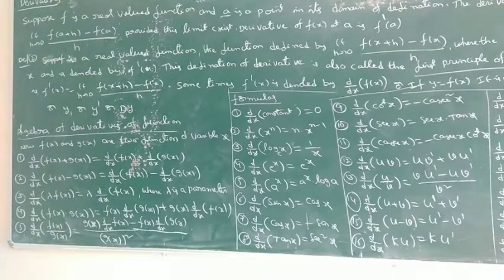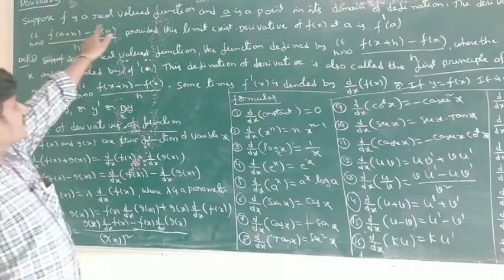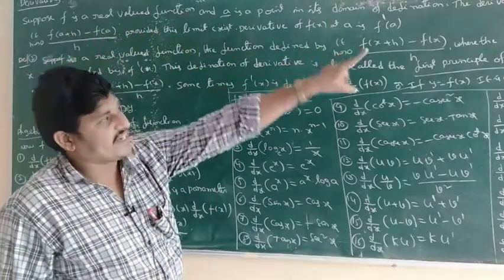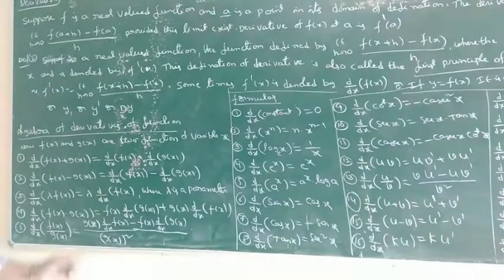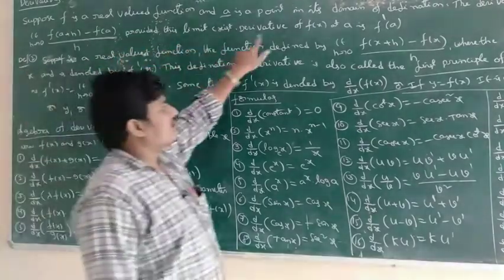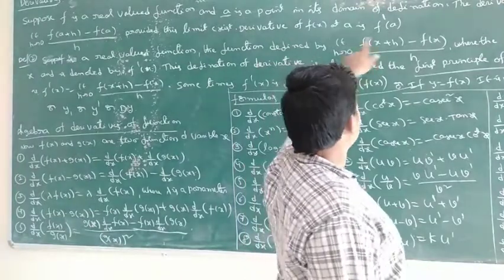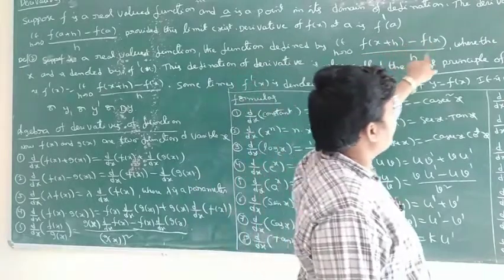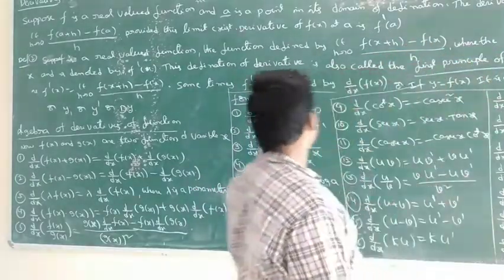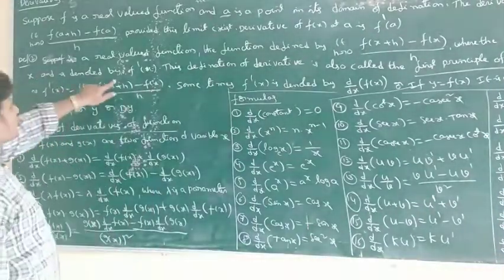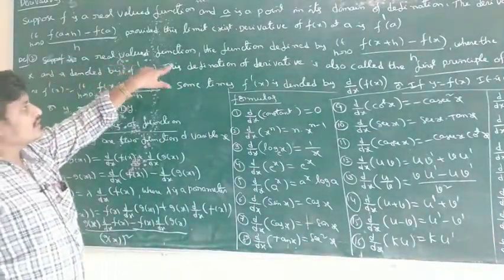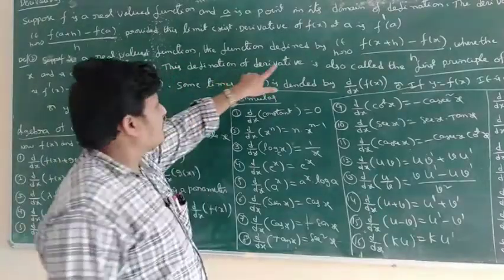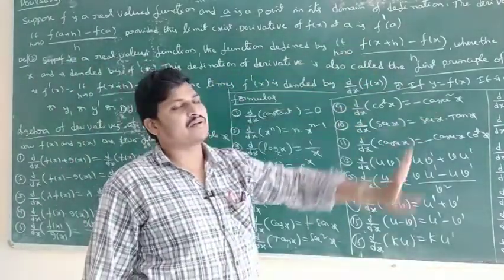Okay, so next, this is also the derivative of f at a. Next one, derivative at x, with respect to x. Suppose f is a real valued function, the function defined by, this is the function. So here x instead of a. Limit of f of x plus h minus f of x by h, where the limit exists, is defined to be the derivative of f at x and is denoted by f dash of x. This definition of derivative is also called the first principle of derivative.